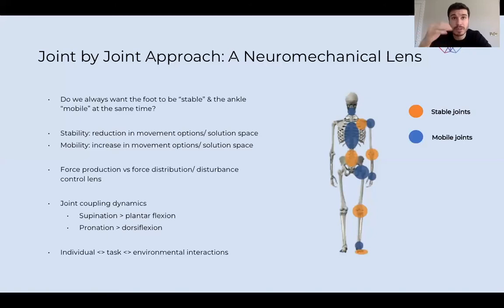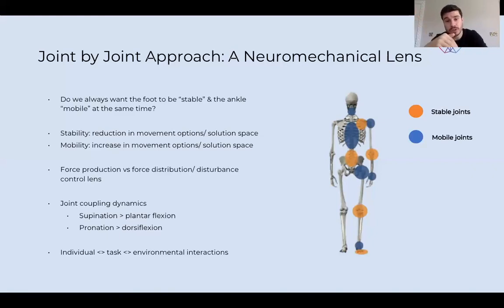don't require us to express higher levels of force production, during tasks that may require us to manage uncertain or unpredictable forces from the external environment, manage perturbations, manage disturbances, or distribute forces over broader surface areas.